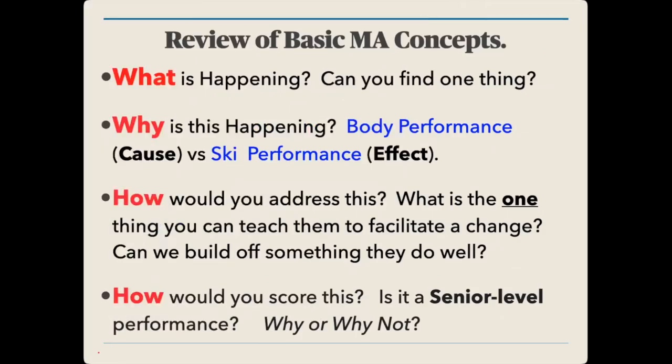So let's look at some basic MA concepts regarding the observation. We're asking what is happening. So we look at what's happening between the skis and the snow, between the lower body and the skis, particularly at the boots. Why is this happening? So we look at, again, body performance, lower body, upper body, how they're working together, the cause and effect relationship when we're doing this evaluation.